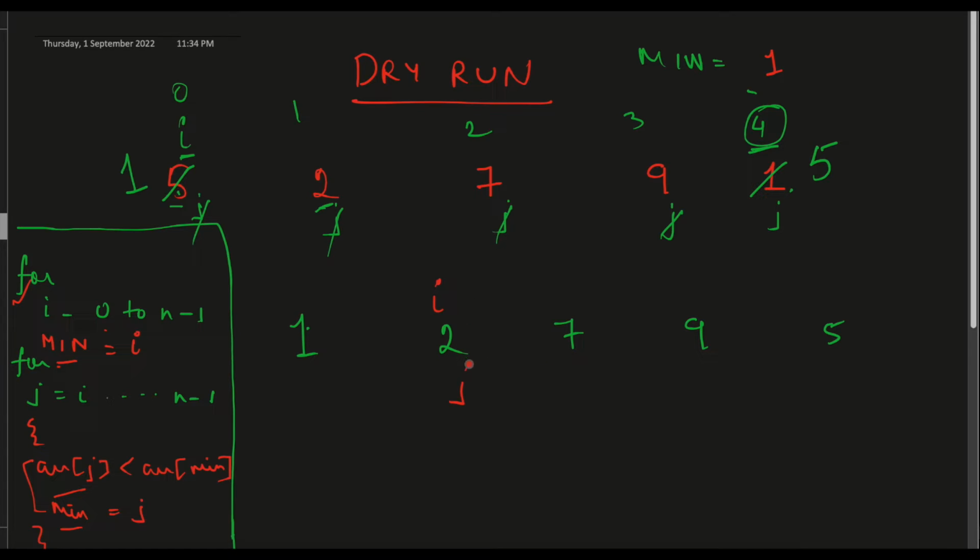So then 2 and 2 is compared, nothing happens. Now j moves here. So now 2 and 7 is being compared, 7 is greater, same thing, nothing happens. 2 and 9, 9 is greater, j moves forward, 5 and 2. So at the end of this loop, technically no swap is needed because the value of min has been unchanged and the minimum element is at its correct position. So now i will move forward.